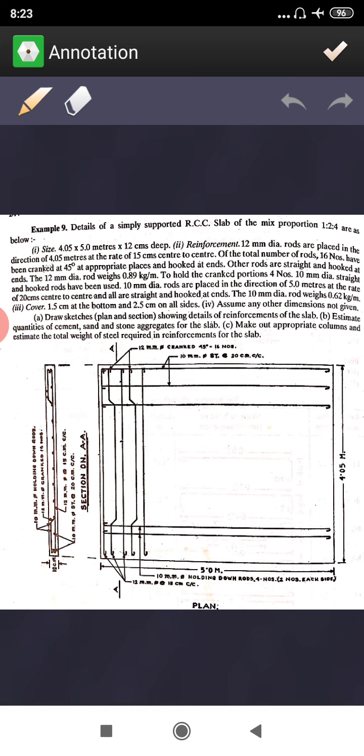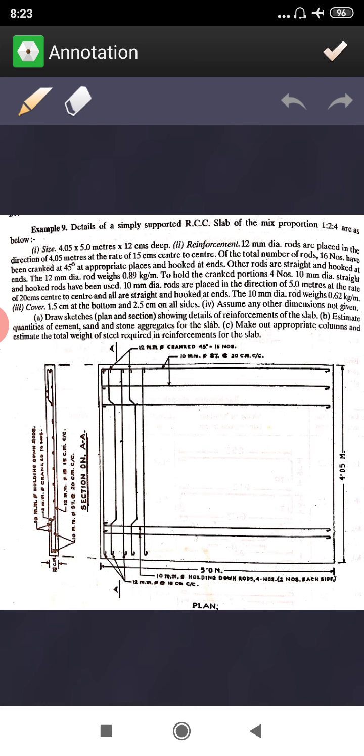First I'll read the problem. Details of simply supported RCC slab of mixed proportion 1:2:4 are as below. Size: 4.05 meter into 5 meter into 12 centimeter deep.